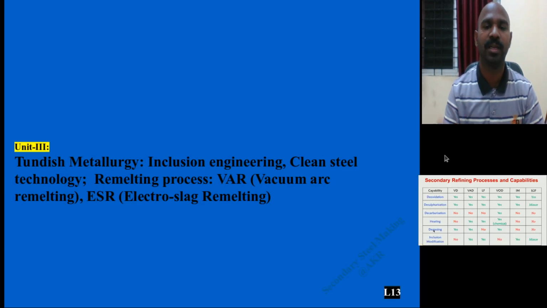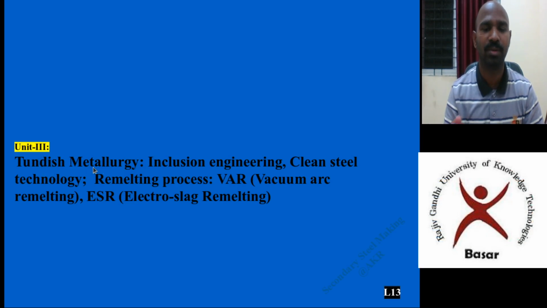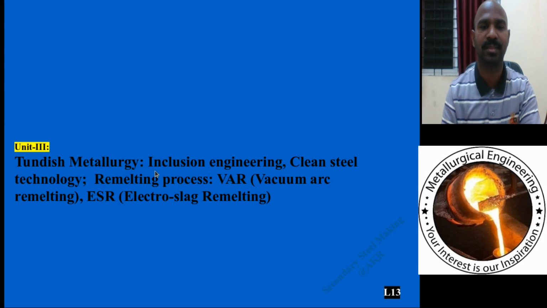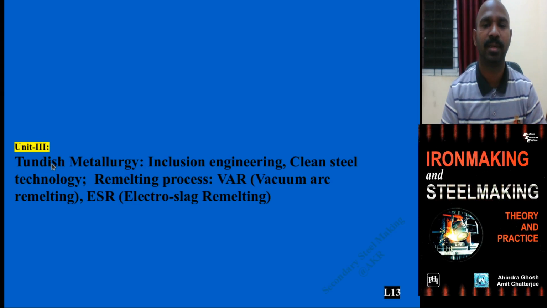Today I am going to introduce unit 3, which broadly covers the tundish metallurgy part. The other thing is the remelting process. Within the tundish you can modify the inclusions, you can allow the inclusions to float out and be removed, and within this particular last vessel technique, you have a chance to produce clean steel.